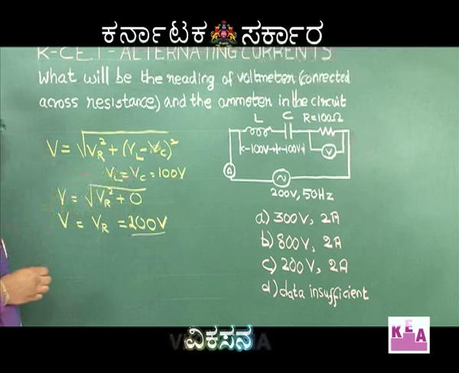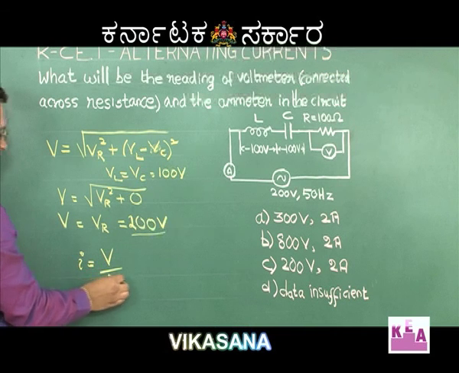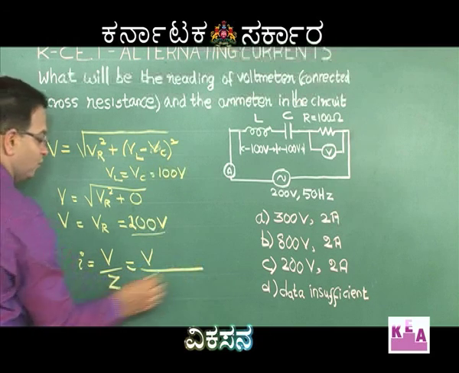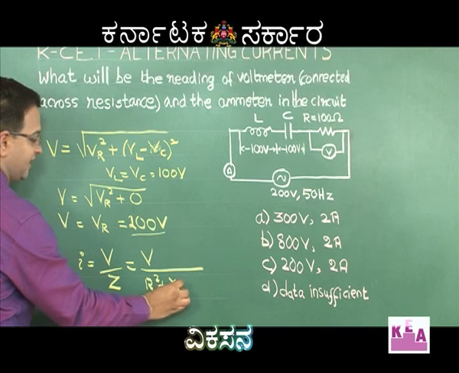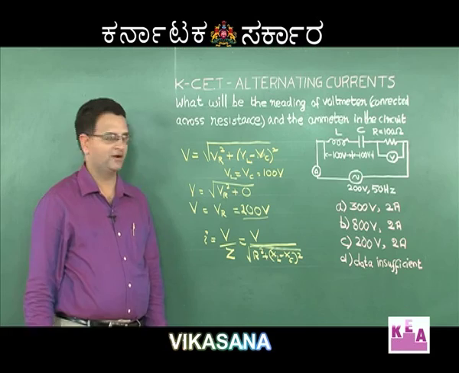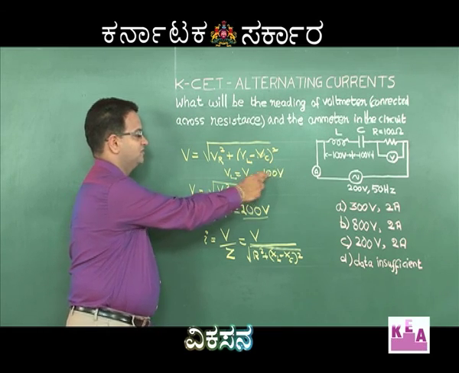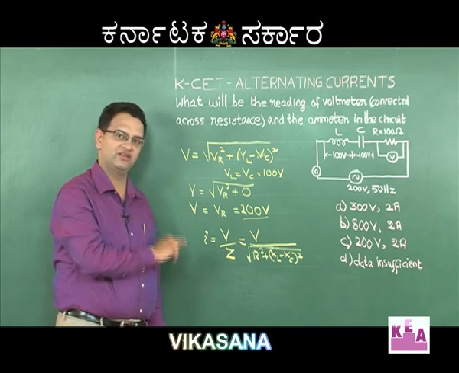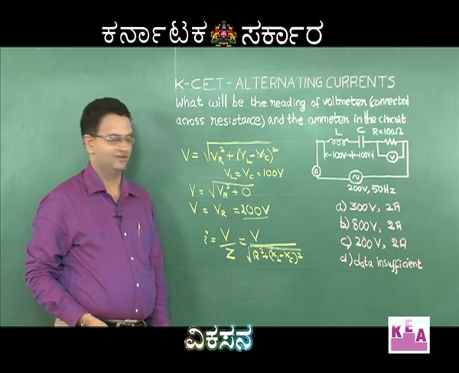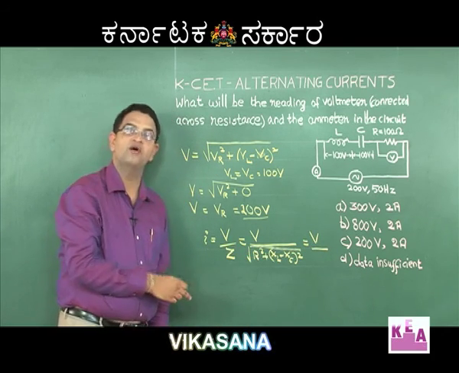Now, to talk about the current through the ammeter, we know that current is equal to voltage divided by impedance Z. And we know the formula for impedance, which is nothing but the square root of R square plus (XL minus XC) the whole square. But in this particular problem, we have seen that the voltage across the inductor is equal to the voltage across the capacitor, which is equal to 100 volts. Therefore, XL will also be equal to XC. Thereby, XL minus XC will become 0. Therefore, I is equal to V divided by root of R square, which is R.